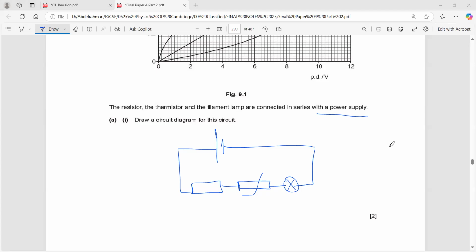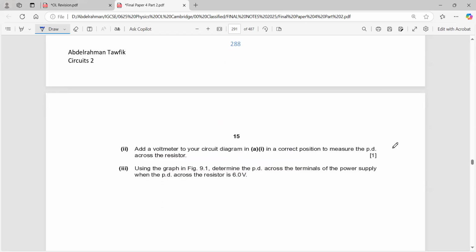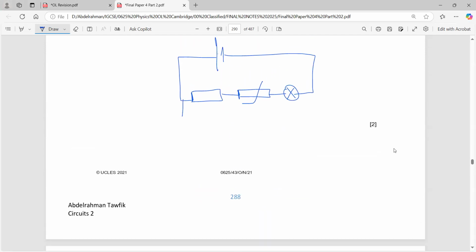Add a voltmeter to the circuit diagram in a correct position to measure the potential difference across the resistor. Only across the resistor. Across the resistor would be somewhat like this. This is the voltmeter to measure the voltage across the resistor.